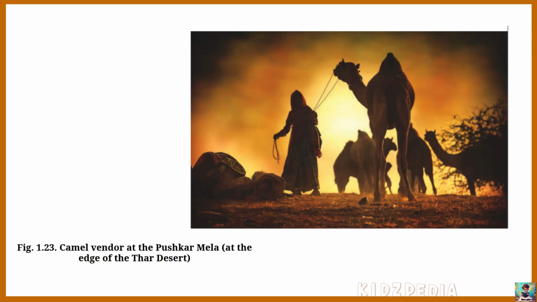Figure 1.23, Camel Vendor at the Pushkar Mela at the edge of the Thar Desert. Camels are very important in desert areas. They are called the ship of the desert because they can walk easily on sand and survive with very little water. At the Pushkar Mela, people buy and sell camels and other animals, and it is also a cultural festival with music, dance and traditions.